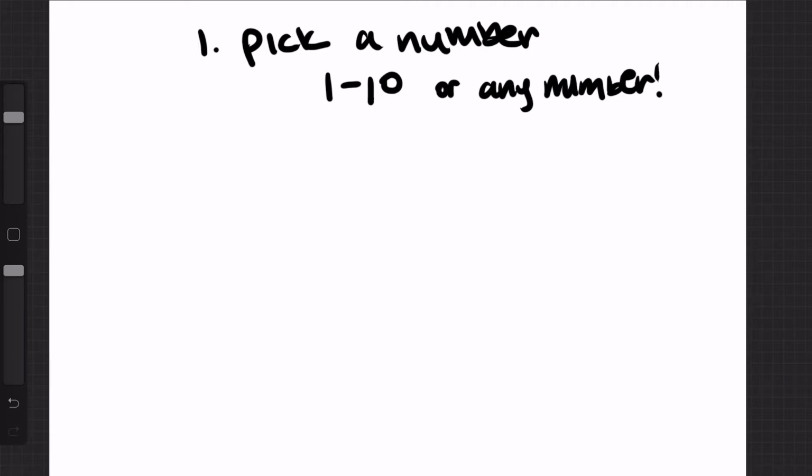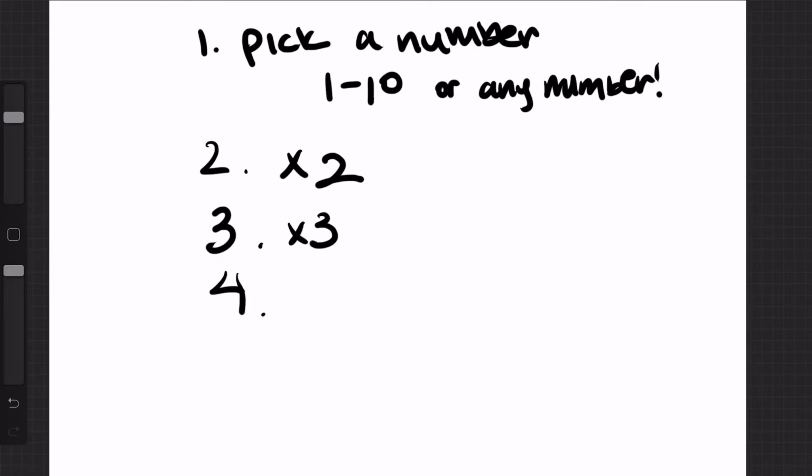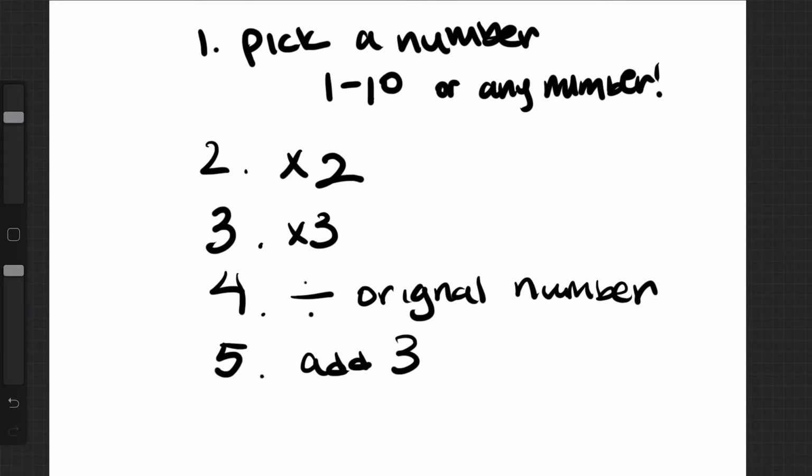Now that you have a number in your mind, I want you to take your number and multiply it by 2. Take your answer from step 2 and multiply it by 3. All right, after you've done that, I want you to divide by your original number. So the last and final step, I want you to add 3 to whatever answer you got for number 4. And we're done. Okay, so now you should have a final number.